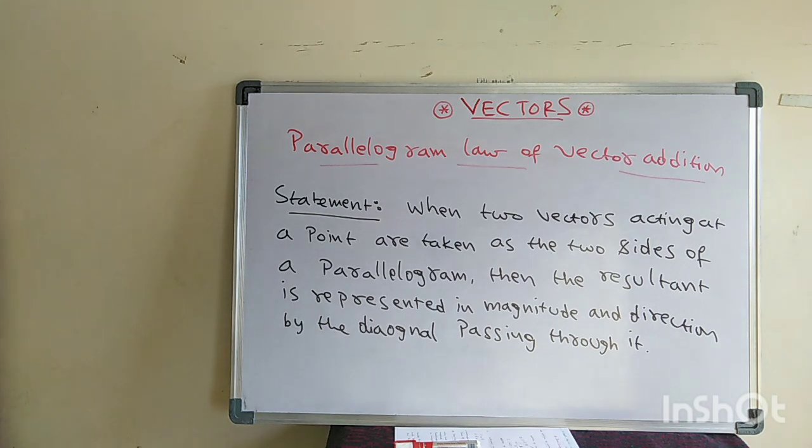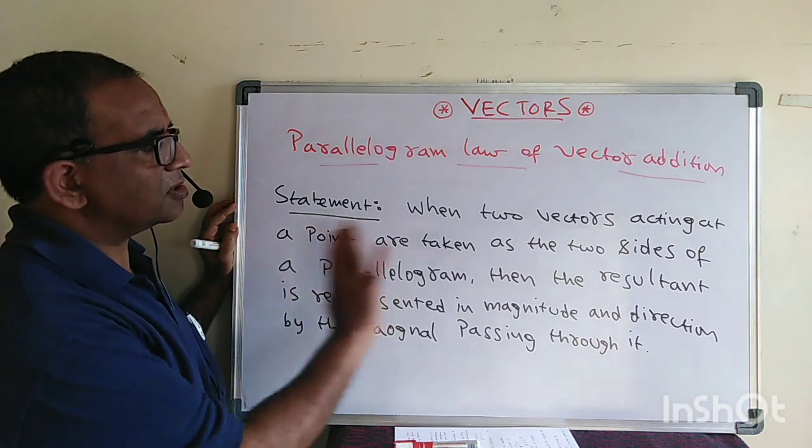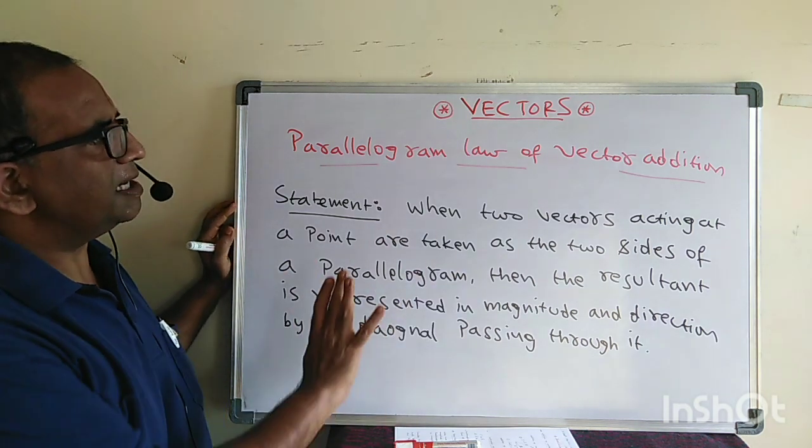It's a very, very important statement. What is this statement here? When two vectors acting at a point are taken as two sides of a parallelogram, then the resultant is represented in magnitude and direction by the diagonal passing through it. So this is the statement. You can pause and copy this one. It's a very, very important statement.